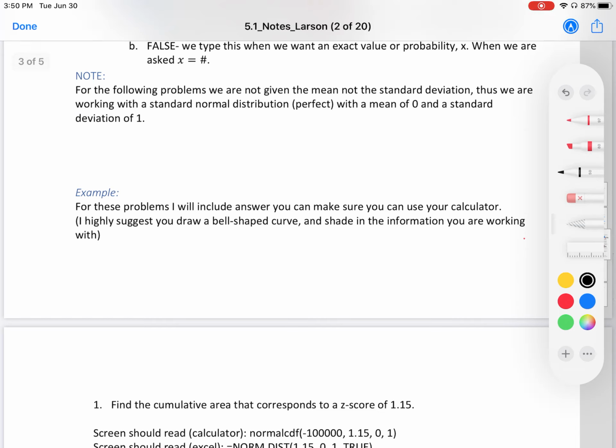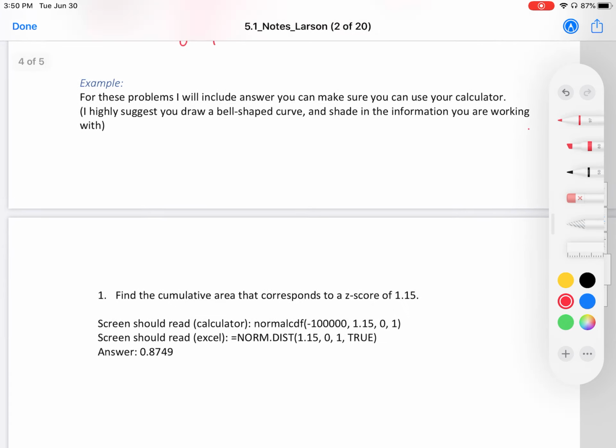Note, for the following problems, we're not given the mean nor the standard deviation. Thus, we're working with the standard normal curve, which is the perfect curve, and we know from that our mean is 0 and our standard deviation is 1. Since that's the piece of information we'll need, let's just point that out, that our mean will be 0 and our standard deviation will be 1.